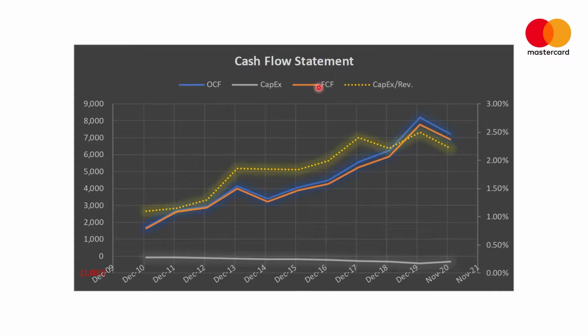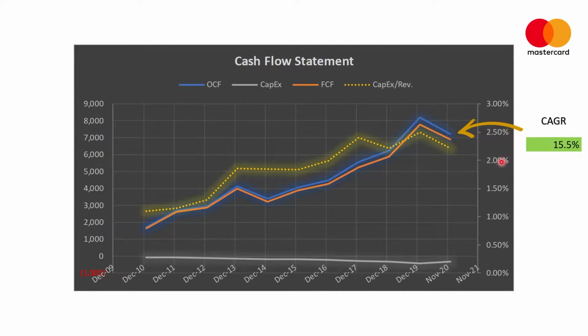We see free cash flow growing also quite fast at 15.5% on a compounded annual basis. And we can see here the operating cash flow in blue is very close to the free cash flow, because this is the expenditures. This business doesn't need too much cash to run, in terms of capital expenditures.